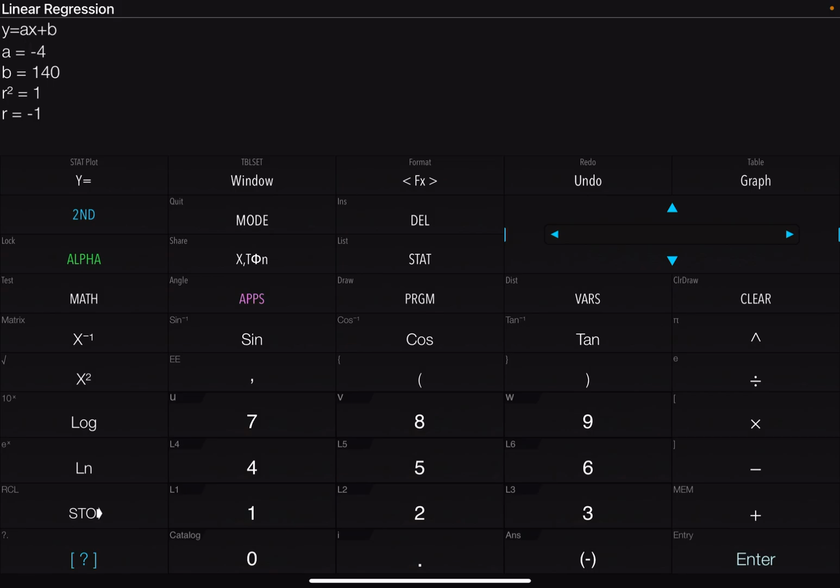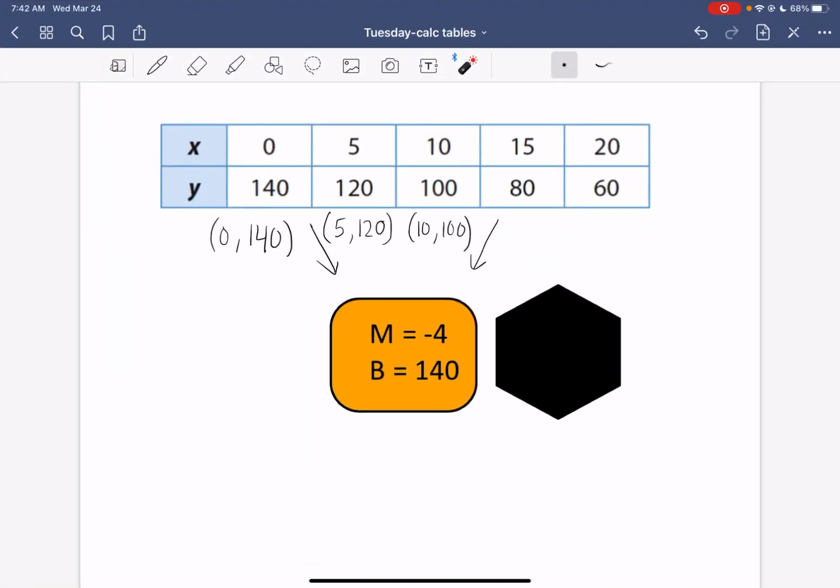What is in place of the A is our slope. We get this box here with all of the information that we need. We have our A is -4, our B is 140, and the other information is not something we need to pay attention to. That is all the information we needed to write our equation, which we had already solved before. And I know that may look like a lot of work at first, but here's the catch.